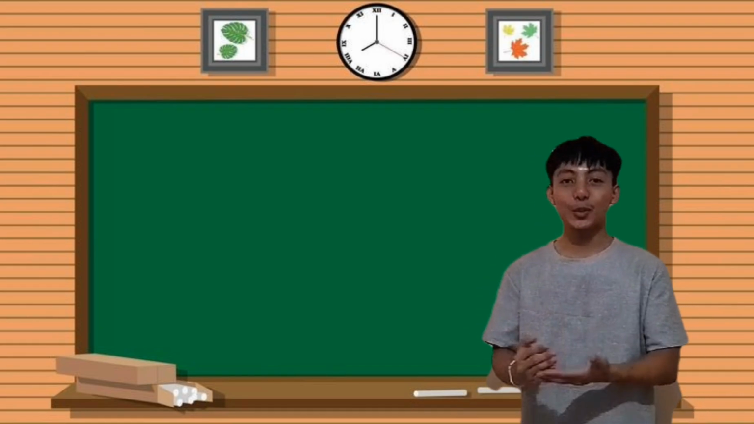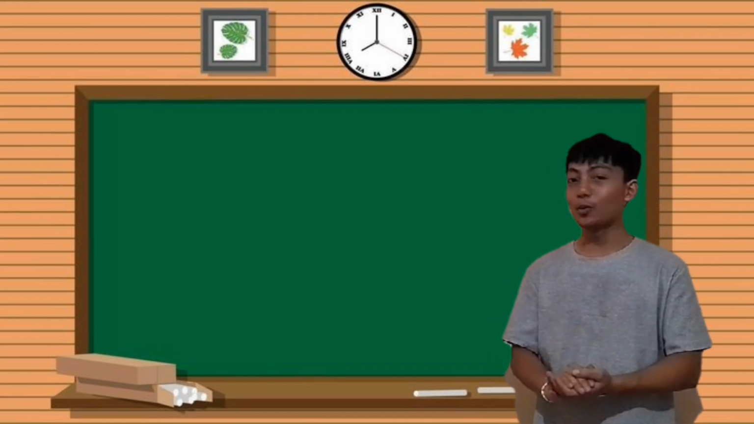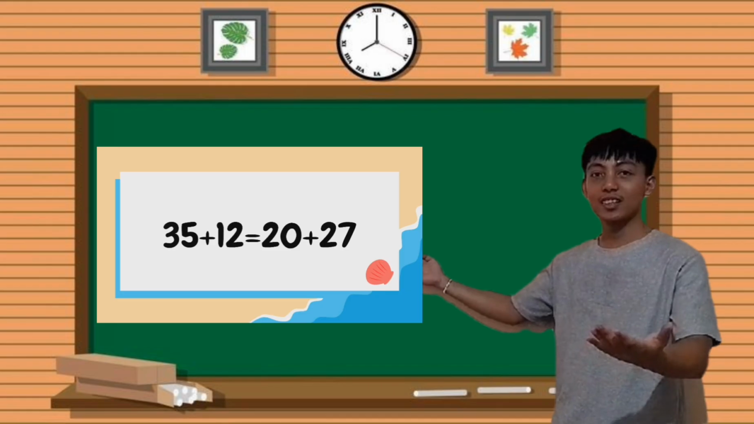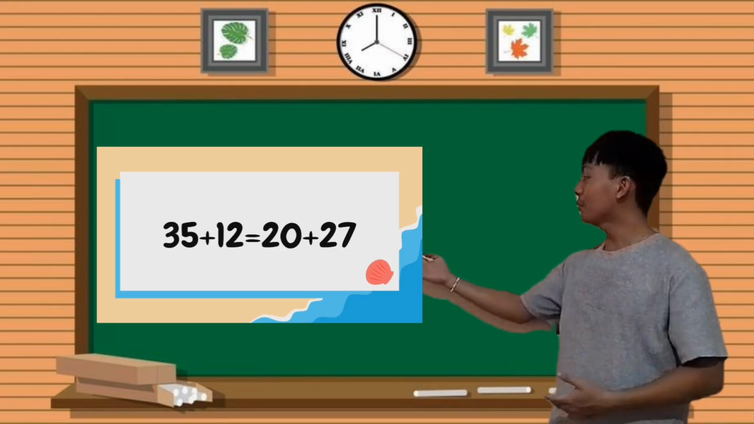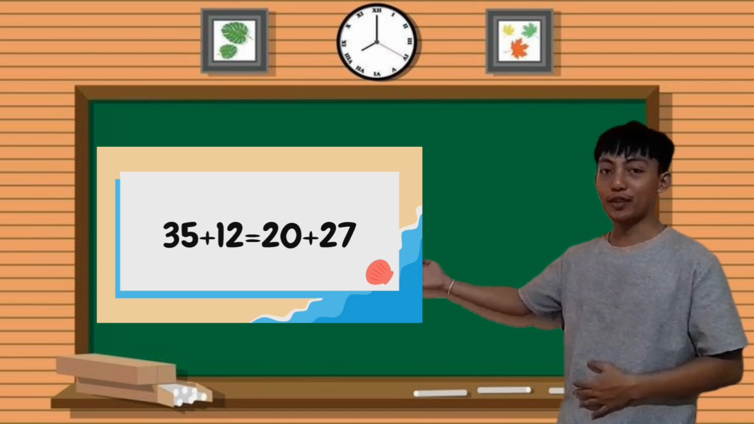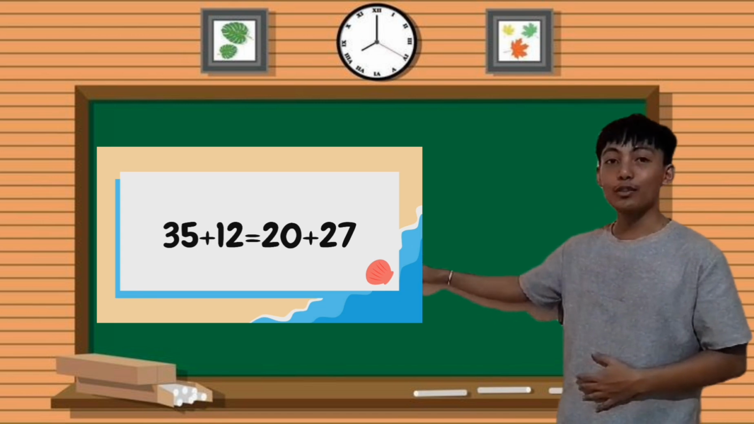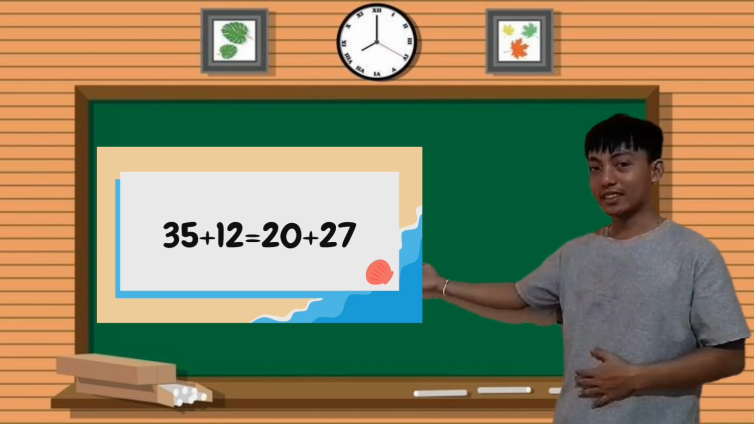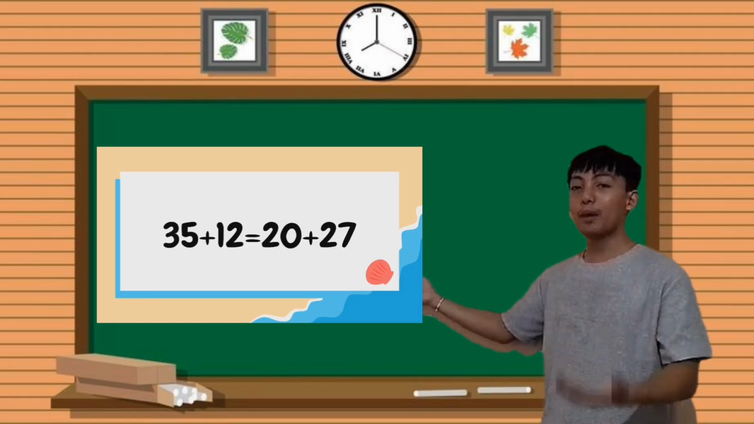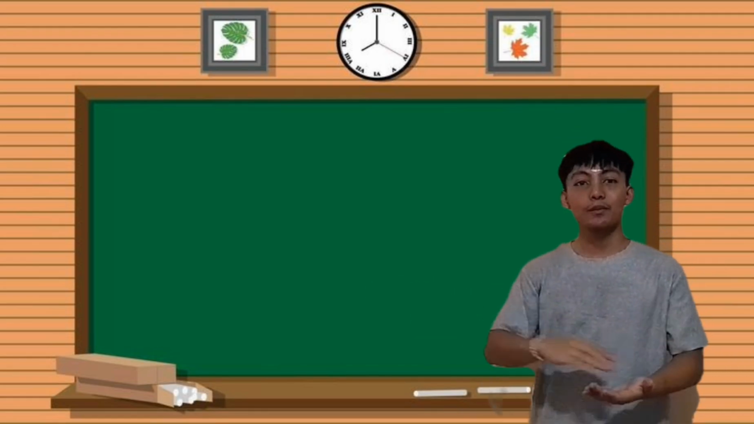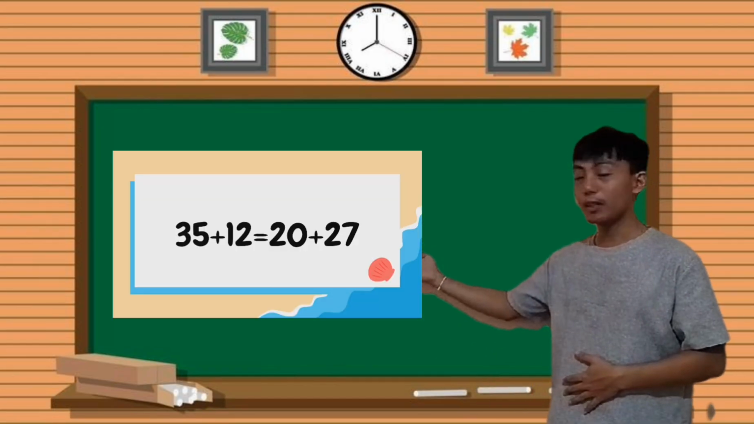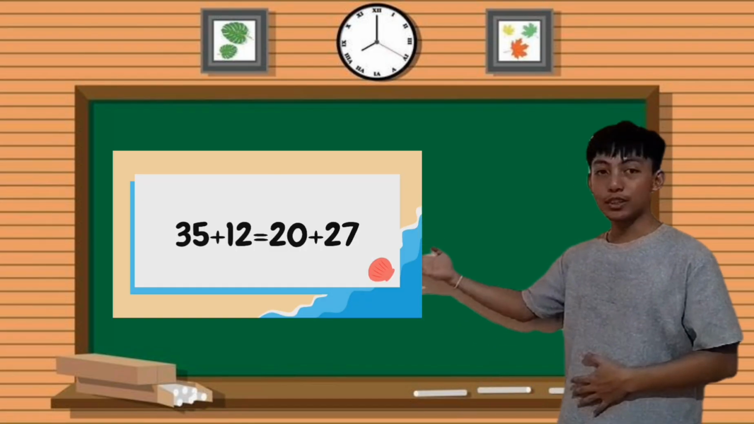Now, let's proceed to equivalent number facts. Based on this equation, what did you notice? Right, they have the same sum, but the numbers involved are different. This is what we call equivalent number facts, and it is also similar to the commutative property. So, another example: 35 plus 12 is equal to 20 plus 27.